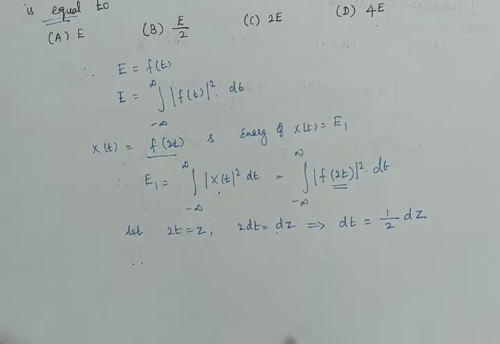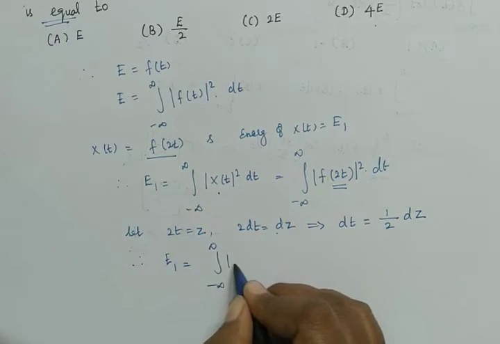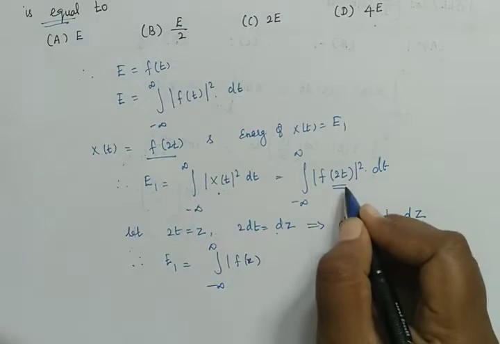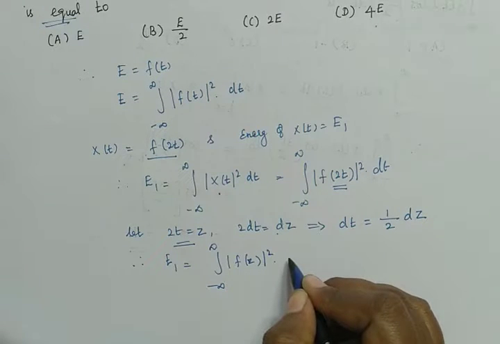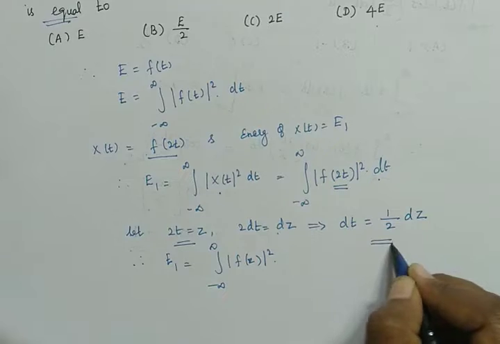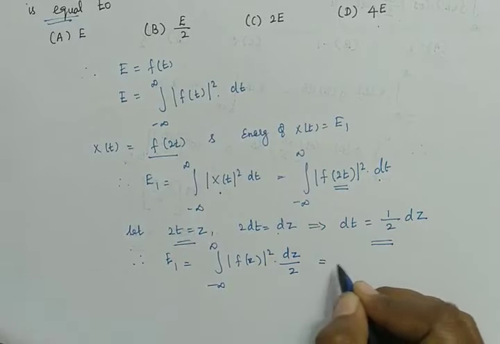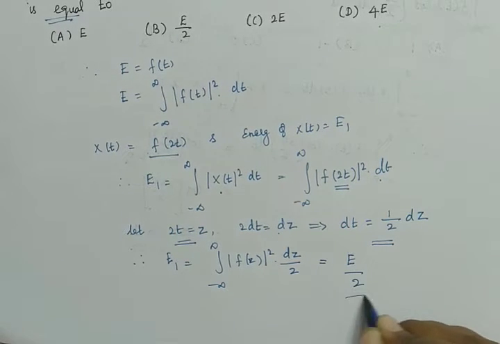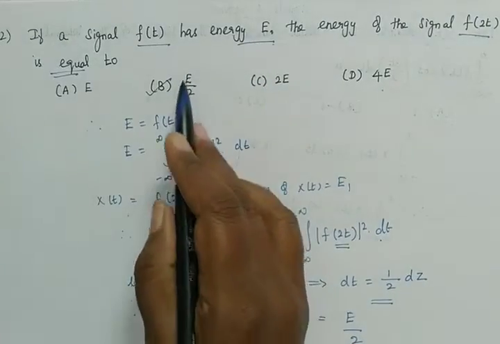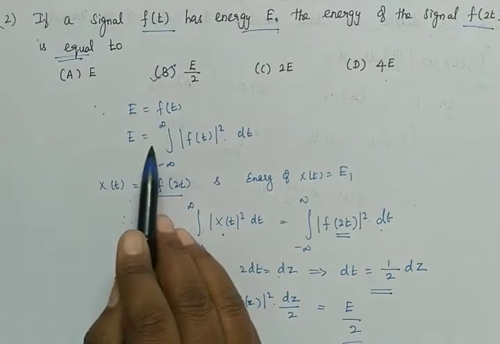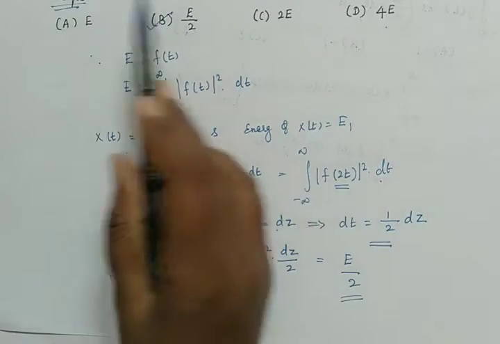Let us substitute this in the previous equation. E1 will be equal to the integral from minus infinity to plus infinity of f(z) the whole squared, where dt equals 1/2 dz, so we can write this as dz by 2. Therefore the final answer will be E by 2. So the energy is E by 2, option B. This is the answer. What we have done is write the energy equation, then substitute the x(t) value, that is f(2t).